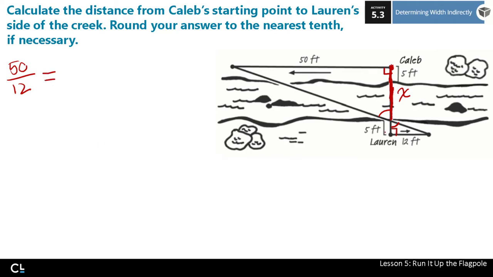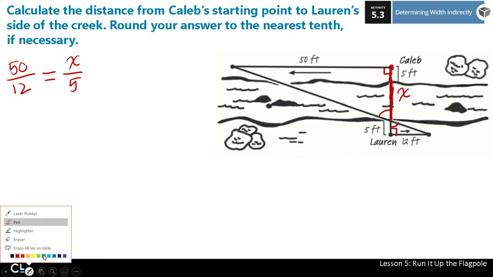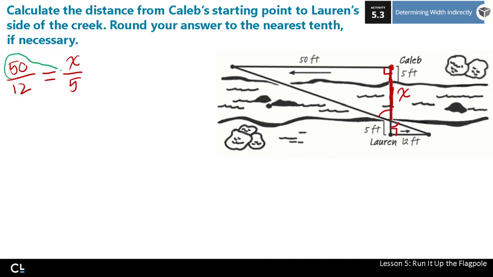Equals, and now in this little triangle we have here, we're going to do Caleb, which is going to be the x, and then Lauren. And these are the distances from Lauren's side of the river, from the bank of the river. And now we just cross multiply. We get 50 times 5 will be, I want to say 250, but let me just double check. Always good to be safe. 50 times 5, yeah, 250.